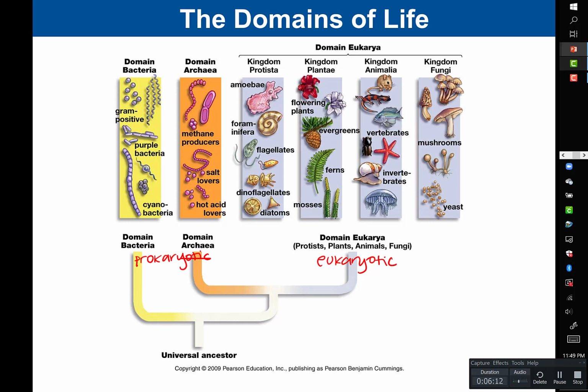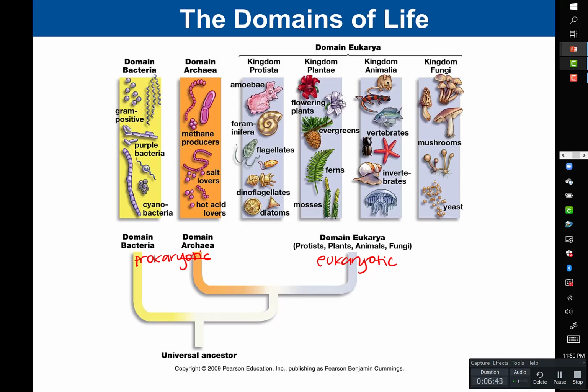Think of it like if you have a drawer in your house that is your junk drawer. When I'm cleaning up quickly and I don't know where something goes, I just stick it in the junk drawer and I figure I'll deal with it later. That's what Kingdom Protista is like. It's the junk drawer. Scientists didn't know what to do with these organisms. They were eukaryotic, but they weren't a plant, animal, or fungus, so they put them in Kingdom Protista.